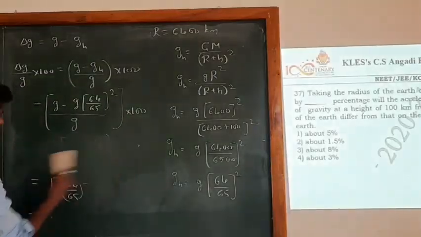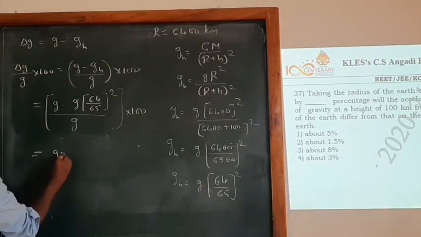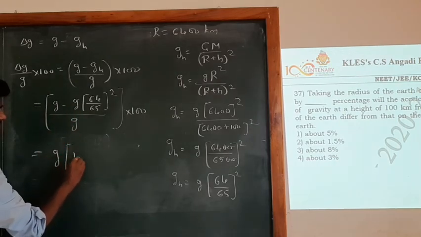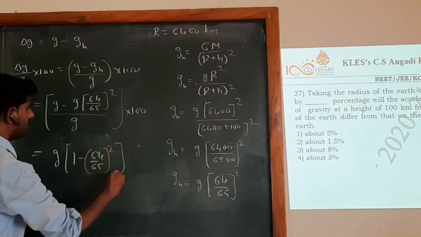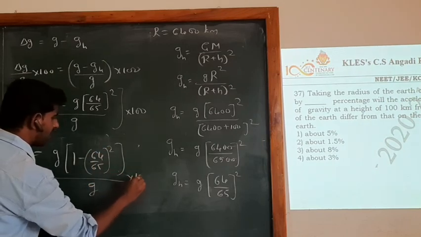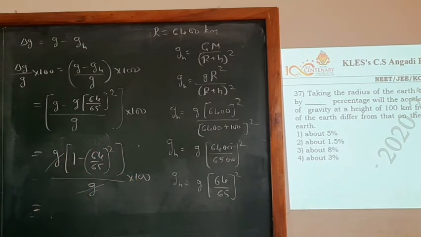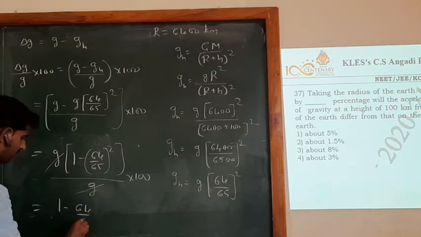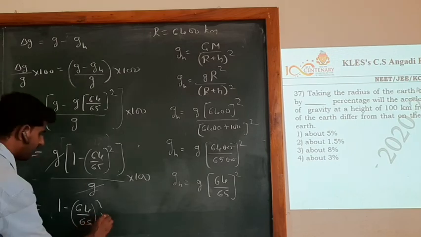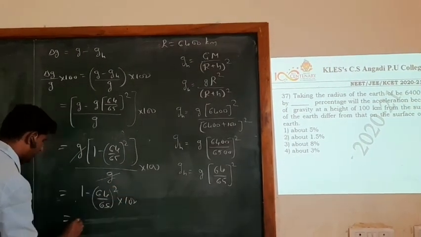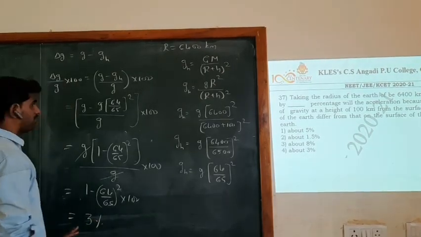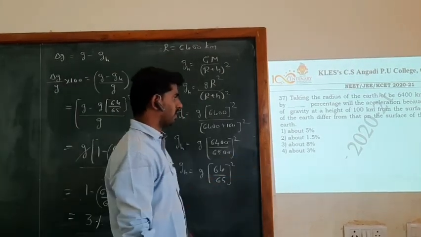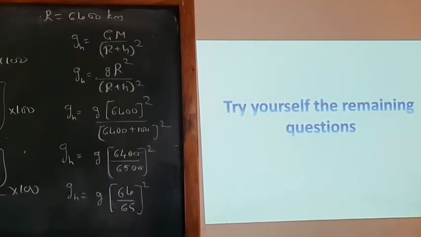See here. So what happened? g as it is. So if I take g outside, it is 1 minus (64 divided by 65) whole square, divided by g into 100. Now g cancels. So the remaining term is 1 minus (64 by 65) whole square into 100. If you simplify this, you get an answer nearly 3. So this is 3%. So the option is the fourth one, about 3%.